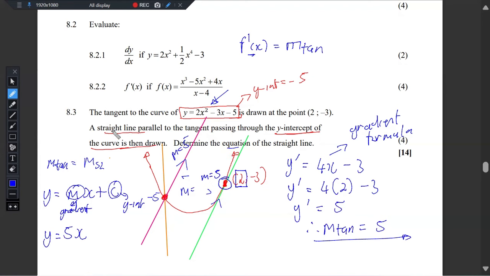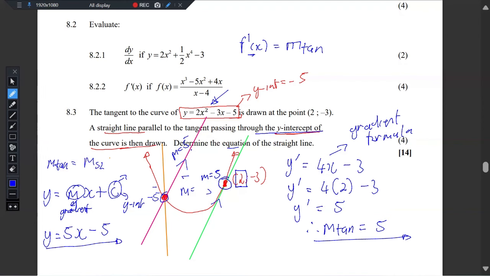When we read here, they say a straight line parallel to the tangent passing through the y-intercept of the curve. So this straight line here, that is parallel to the tangent, is passing through the y-intercept of the curve, meaning the point of intersection between that straight line and the curve is at the y-intercept. So we need that y-intercept. And then we take that y-intercept because this intercept is both the y-intercept of the curve and of that straight line. So just like that, we have our equation. It's y is equal to 5x minus 5. So you have your 4 marks like that.